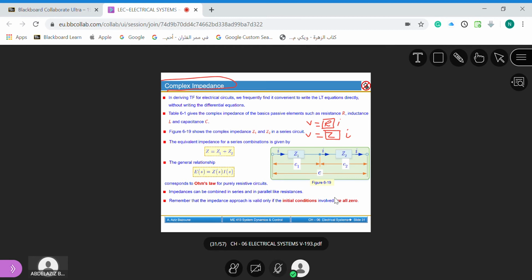You take Laplace transform of the variable here. If we have a resistor connected only, V is equal to Ri. If we take Laplace transform, we have a resistor here.